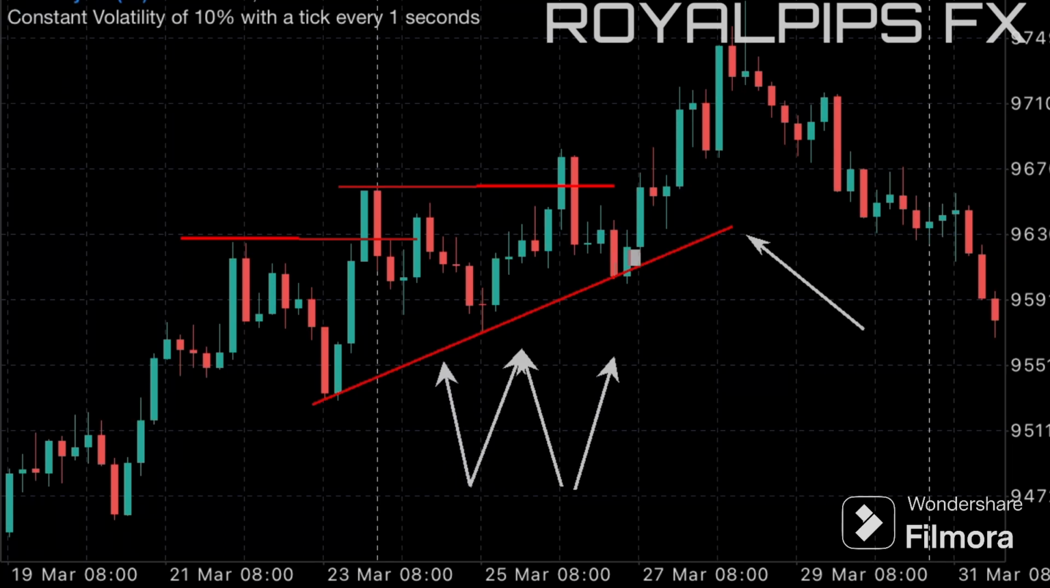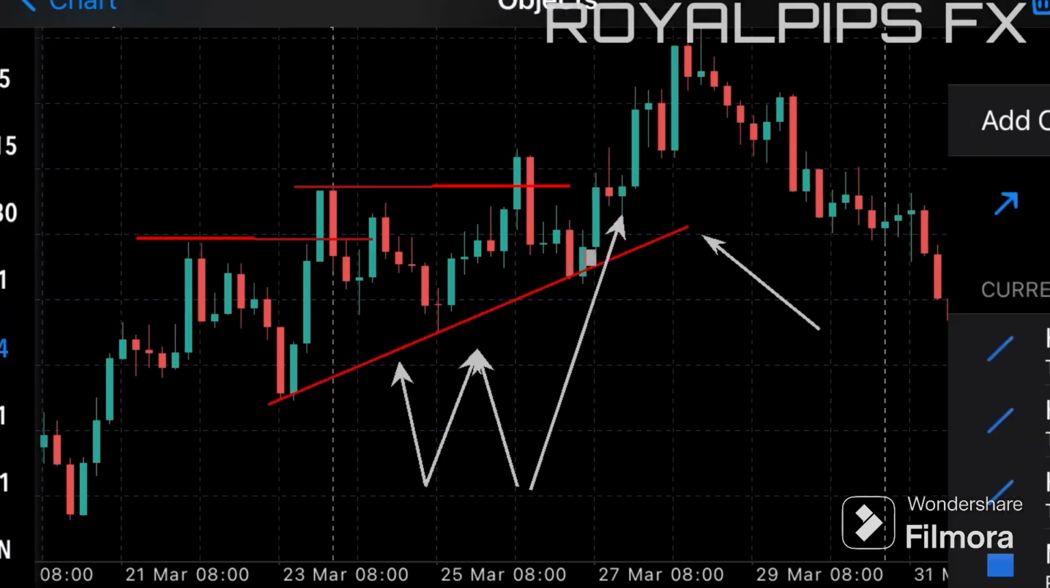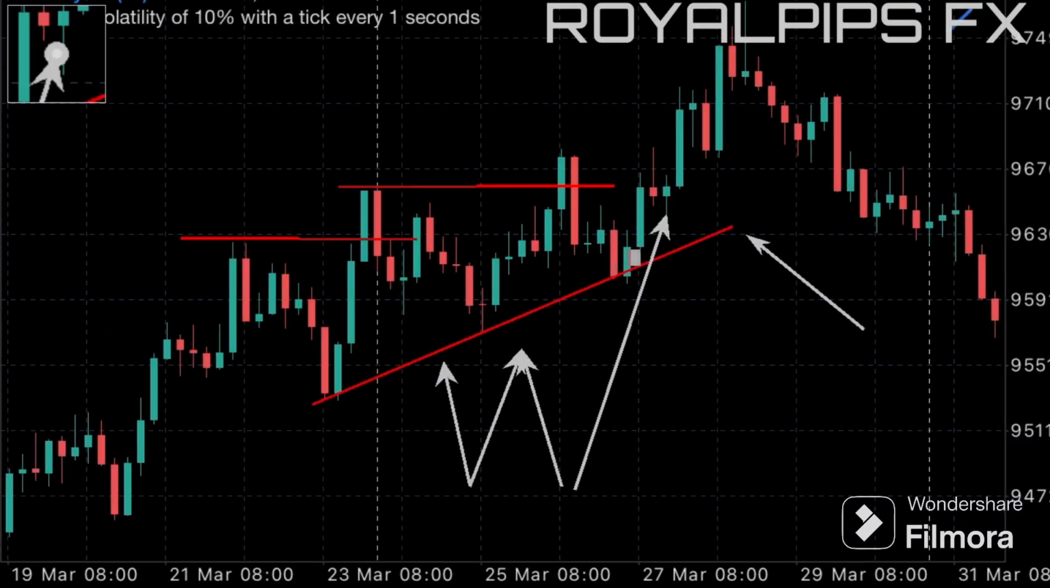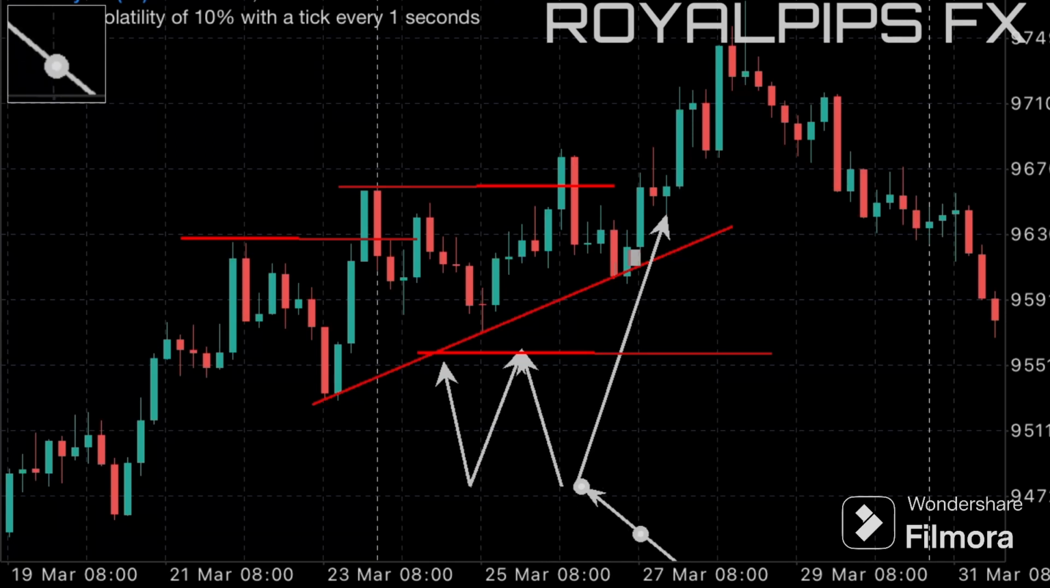We are to look for a W chart pattern, which is known as a double bottom. This is what we are to look for on the 15-minute time frame. You see that we have the first leg, the second leg, and the market pulls up and breaks the structure. At this point is where we shall be shorting, where we shall be putting in our entry.